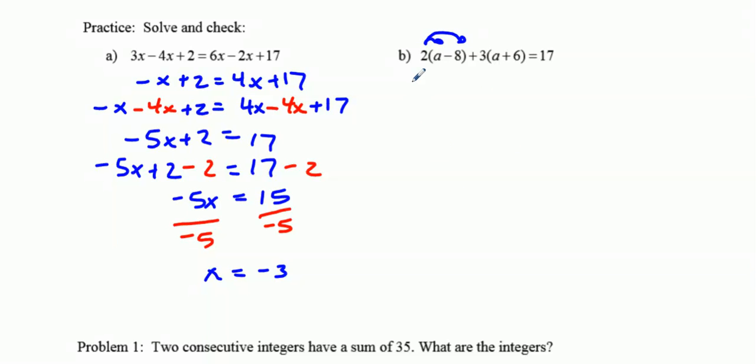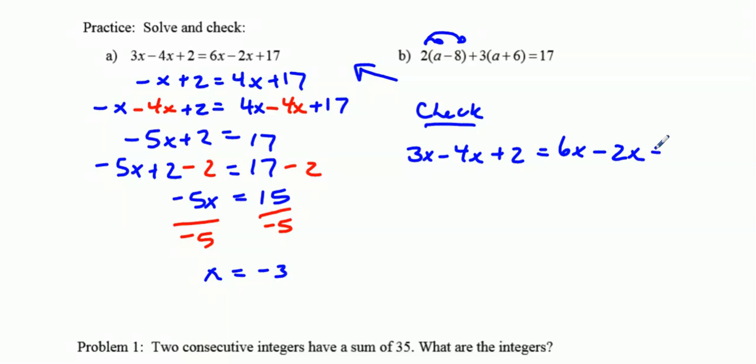Okay, now I'm going to have distributive law over here. Oh, it said to check. Better do that. Sorry, let's go back to this one then. The most important thing when you're doing a check is that you are going back to the original equation that was provided. And I'm not going to have enough room here, so I think what I'll do is I'll just cheat and use the space for the other question and then erase it. Okay, so my check for this one is going to be 3x minus 4x plus 2 equals 6x minus 2x plus 17.